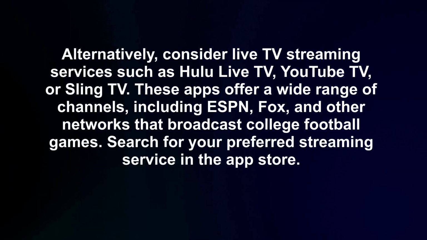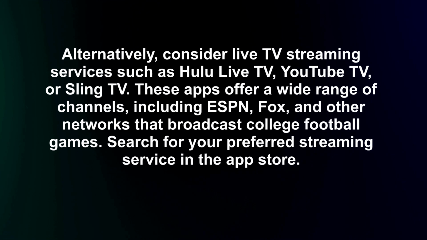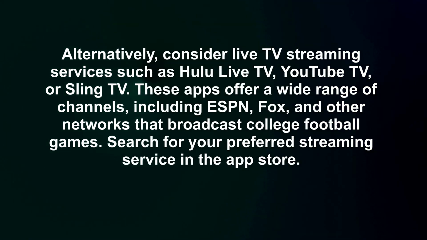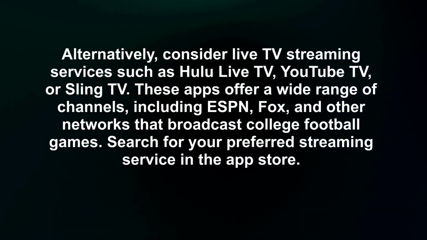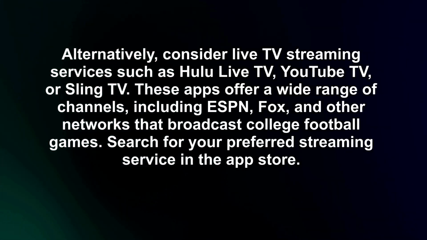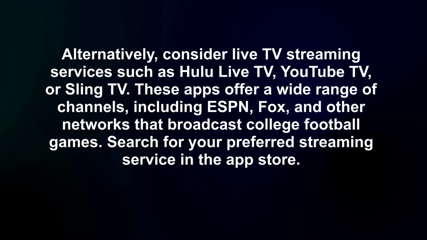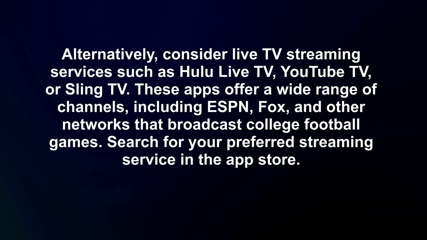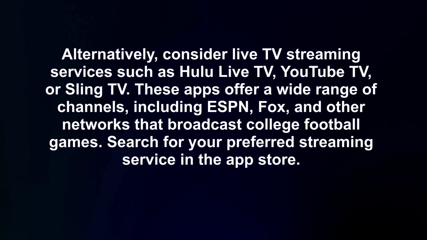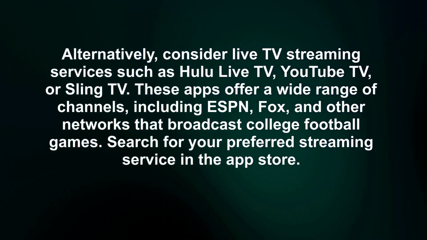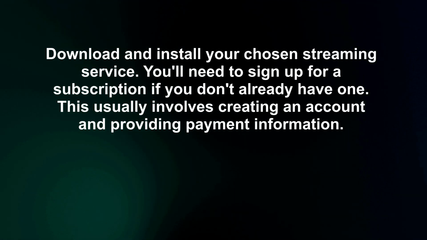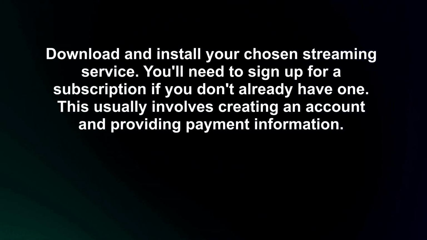ESPN subscription. Alternatively, consider live TV streaming services such as Hulu Live TV, YouTube TV, or Sling TV. These apps offer a wide range of channels, including ESPN, Fox, and other networks that broadcast college football games. Search for your preferred streaming service in the App Store. Download and install your chosen streaming service.